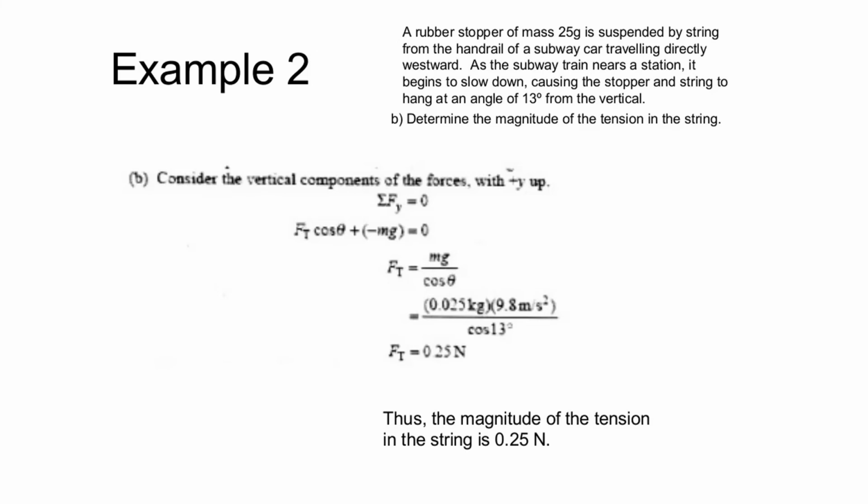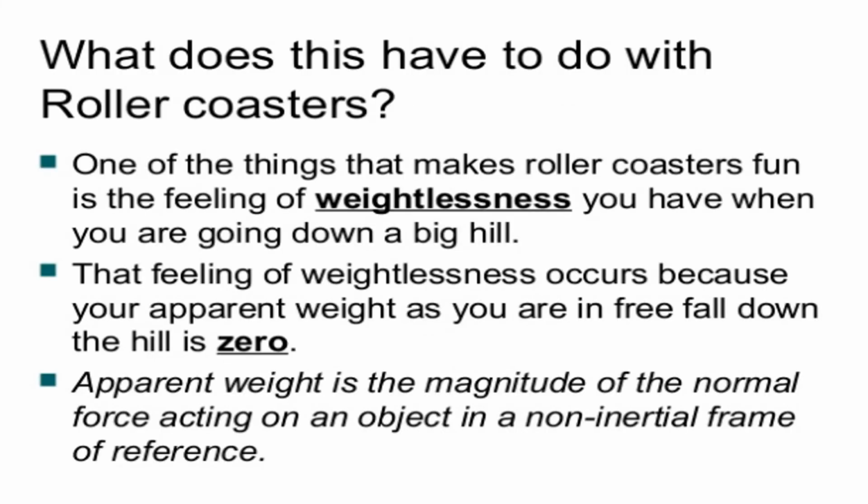Previously we calculated the acceleration for part A of the train, 2.3 meters per second squared in the east direction, and part B is that. These are the two examples of a non-inertial frame of reference. Here is an example of a roller coaster. What does this have to do with the roller coaster? How do inertial and non-inertial frames of reference play a role in the roller coaster?